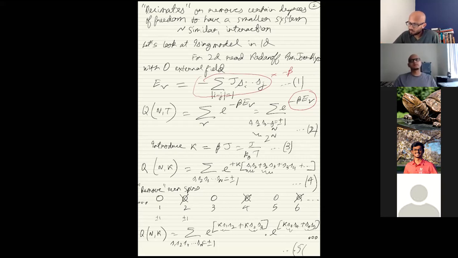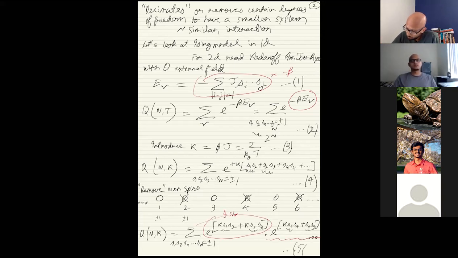Now we can do something else. We can just notice that S2 shows up in only this term. Everything else after this first one does not have an S2. S2 shows up only in this first thing.